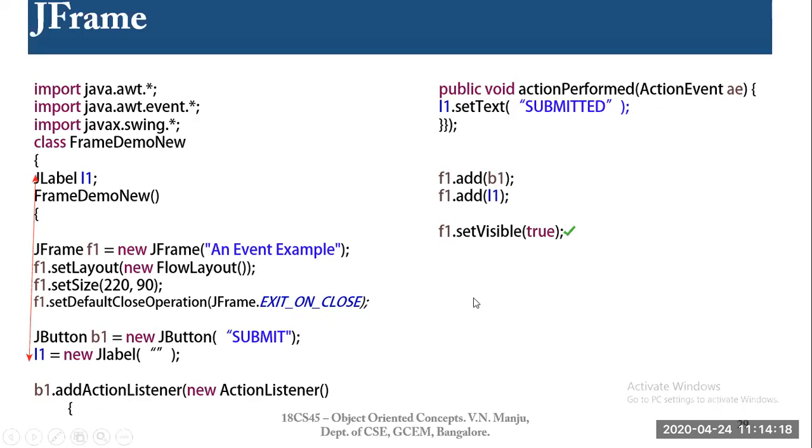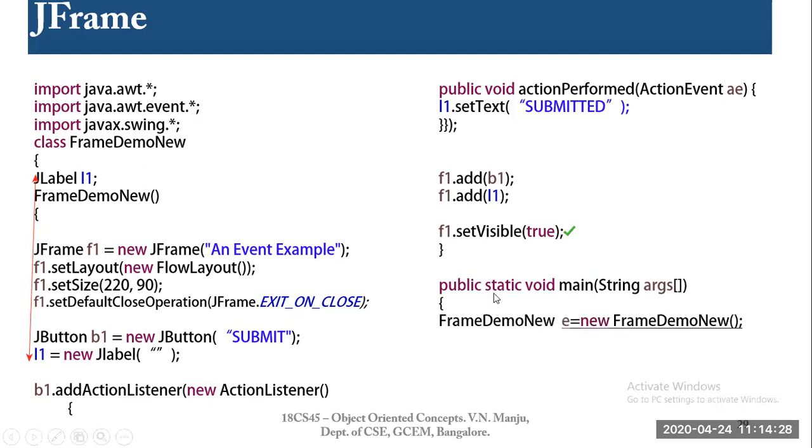Now the next step is the public static void main. Why? Because this is just a Java class. So in public static void main, I have created an object for the class FrameDemoNew. What happens is, when an object is created, the constructor will be invoked. That's it. Simple for now.